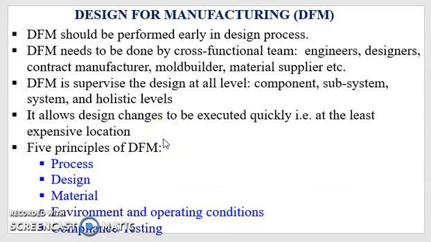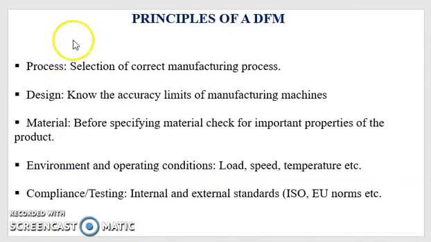Five principles of design for manufacturing are usually kept in mind before conducting the DFMA process. These are process, design, material, environmental and operating condition, and compliance and/or testing. So five design principles are used for performing design for manufacturing. The first design principle is process.